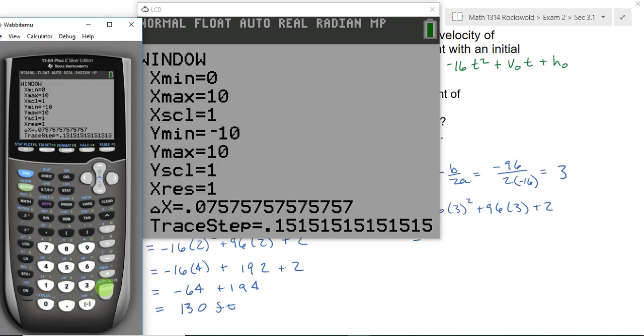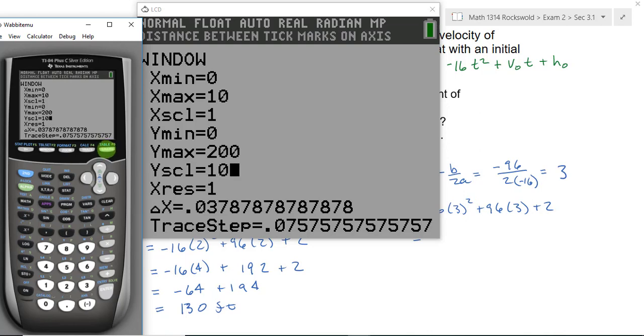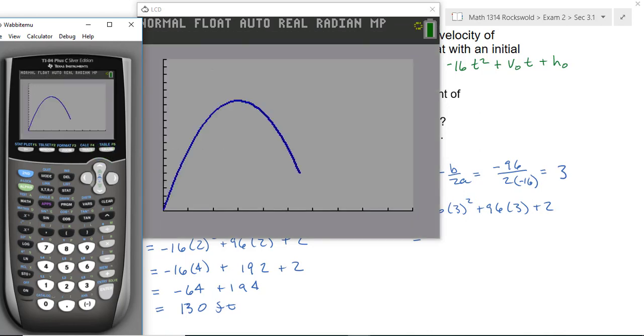And I'm going to let my window go from 0 to 6. Let me do 0 to 10. The x scale is fine. The y is going to go from 0 to, let's say, 200. And see if that gets us a good picture. Oh, we get a good picture. That looks like the trajectory of a baseball, does it not?